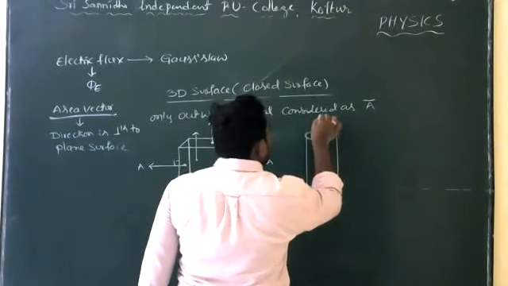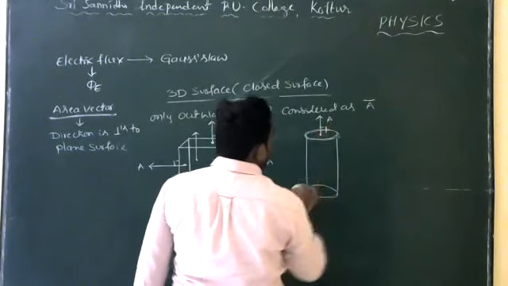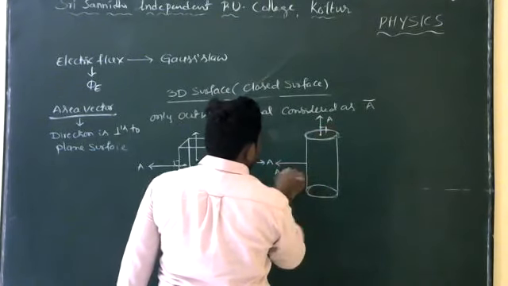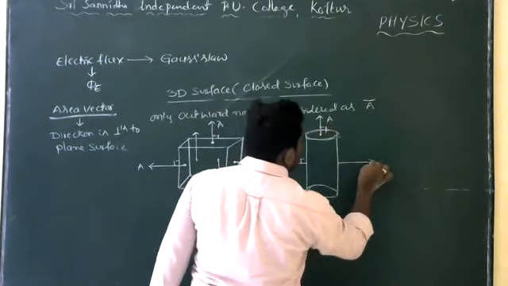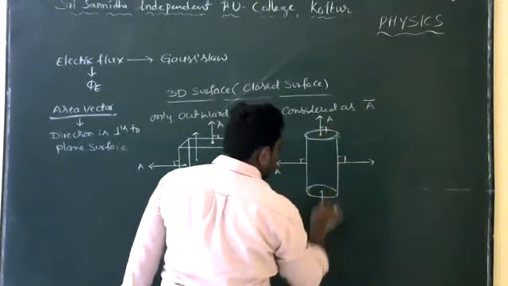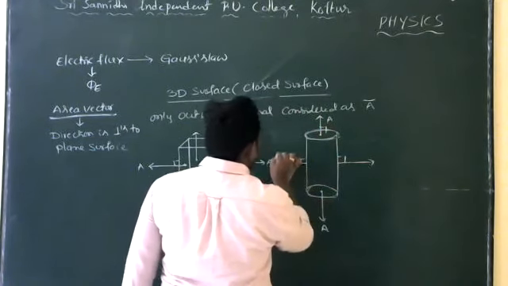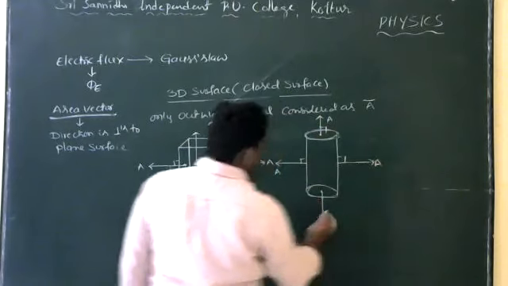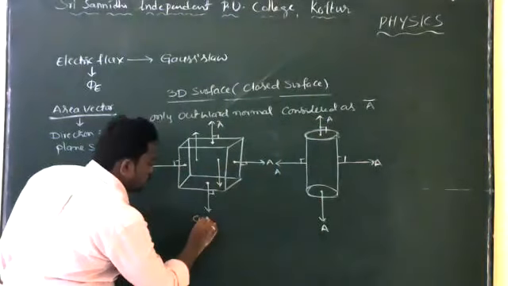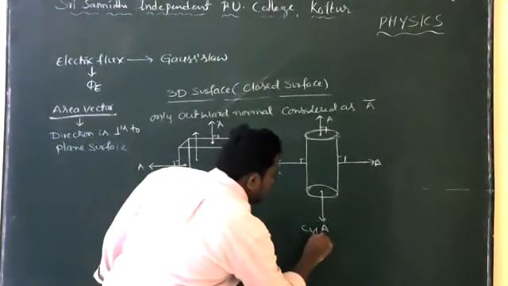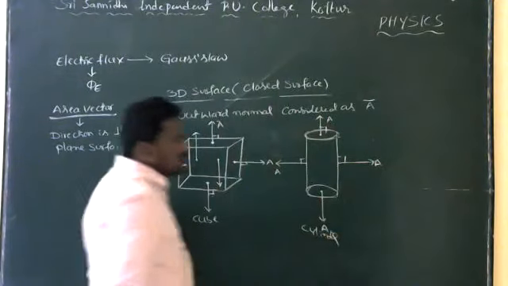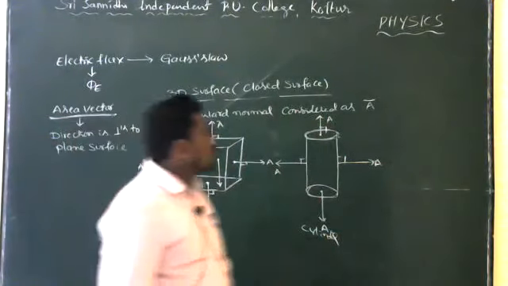Okay. So here the area vector is the outward normal. So this is 90 degrees. Here also the area is the outward normal, and here also the area vector is outward. So this is a cylinder. So this is a cube. So this is a cylinder. Okay. So these are 3D surfaces or closed surfaces.